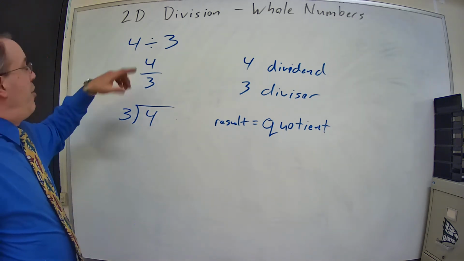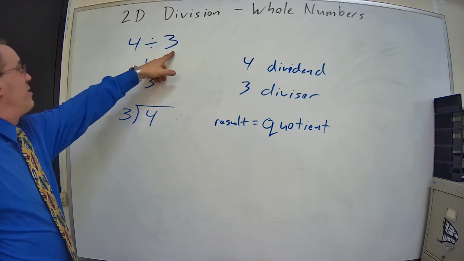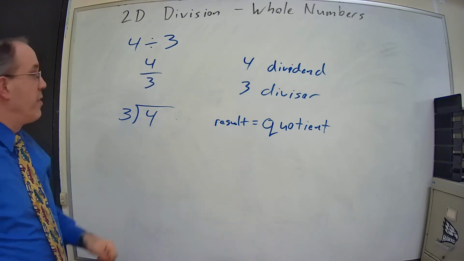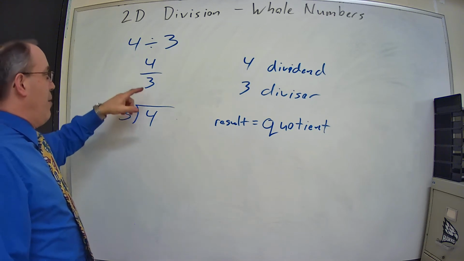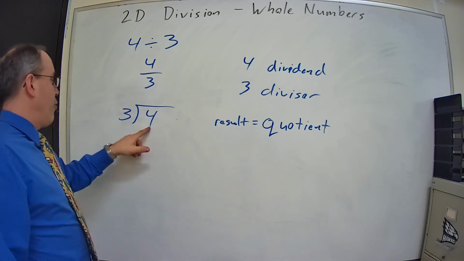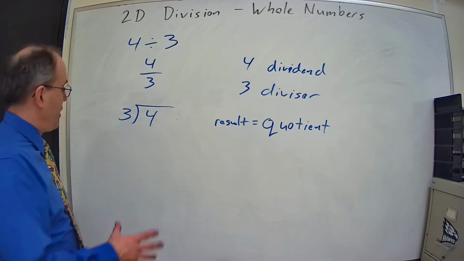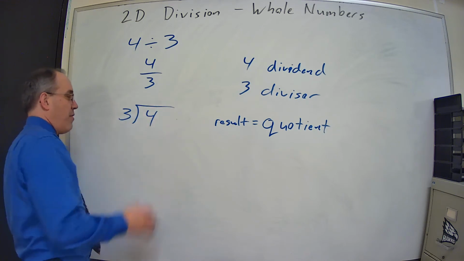But I point these out because 4 divided by 3 means we're saying, how many times does 3 go into 4? 4 divided by 3, how many times does 3 go into 4? And like I said, this is the one that people get thrown off on.